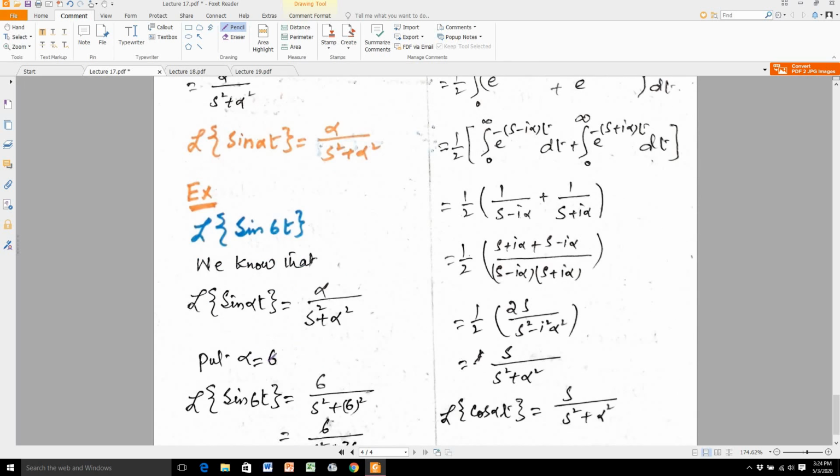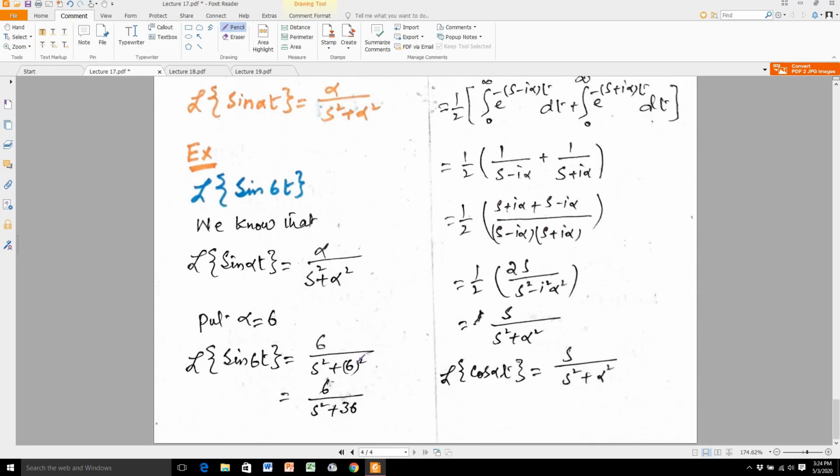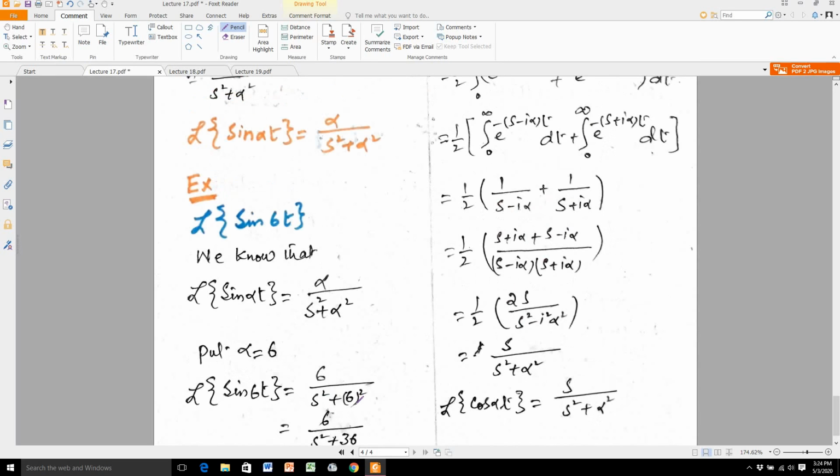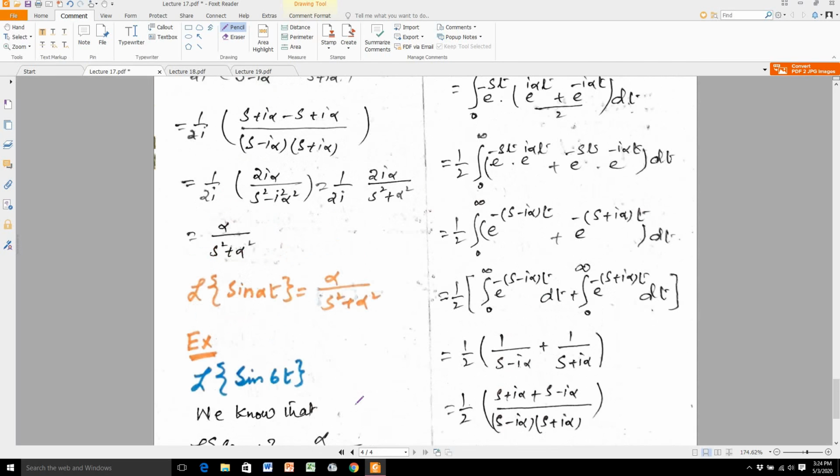You see here, put alpha is equal to 6. Laplace of sine 6t is equal to, in the place of alpha you substitute only 6. You get 6 over s square plus 6 whole square. This is equal to 6 over s square plus 36. This is our direct proof of sine of 6t.